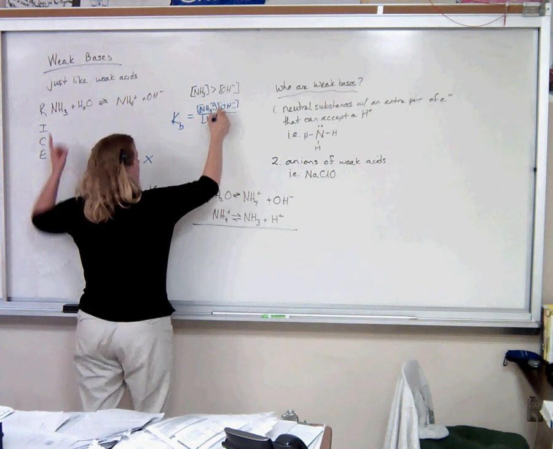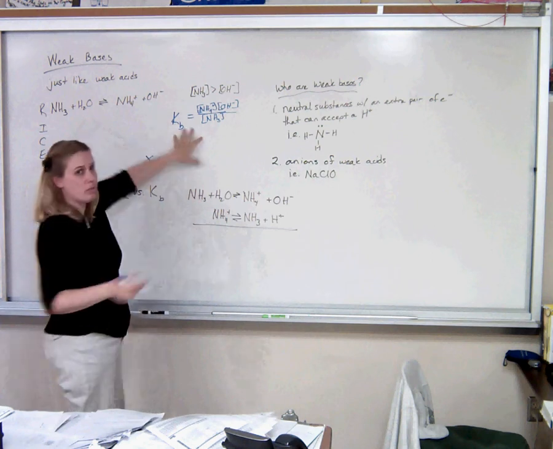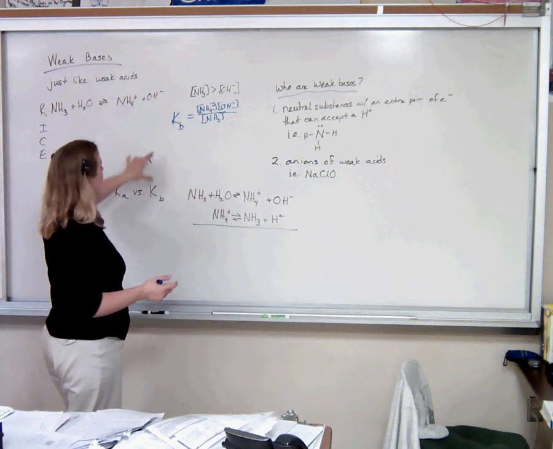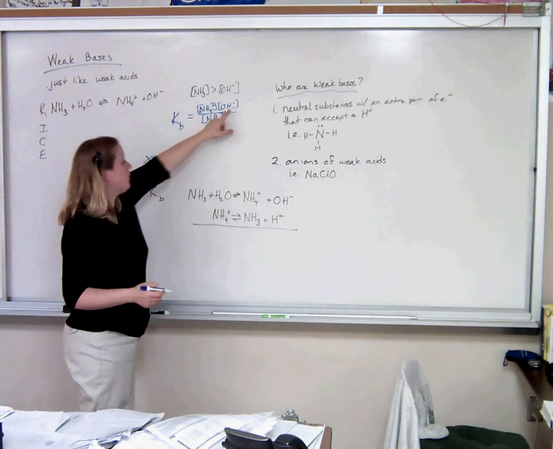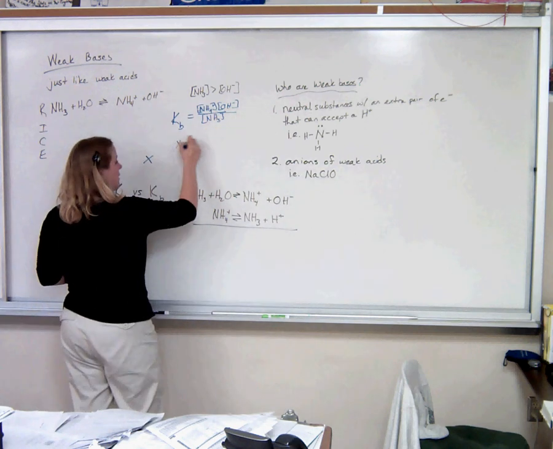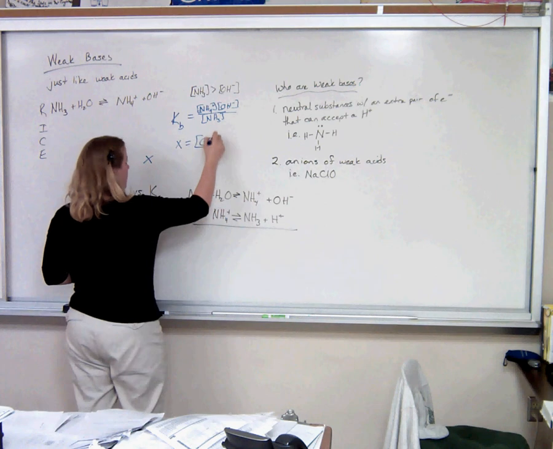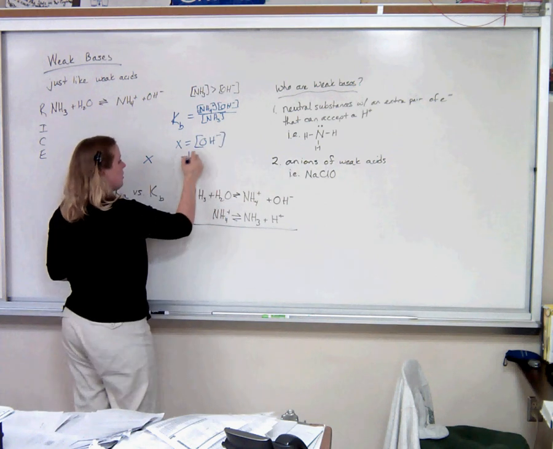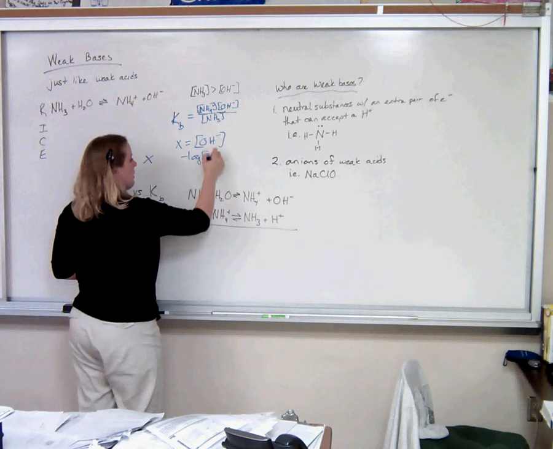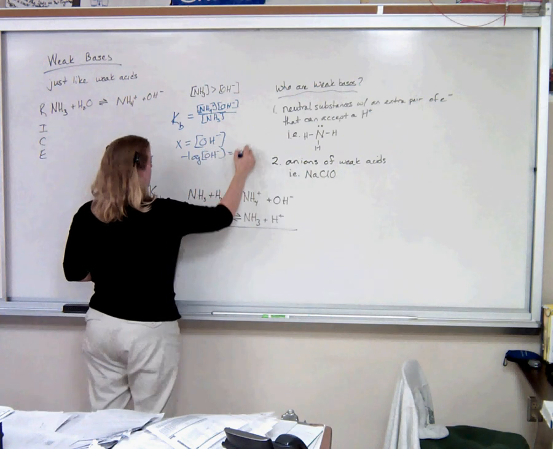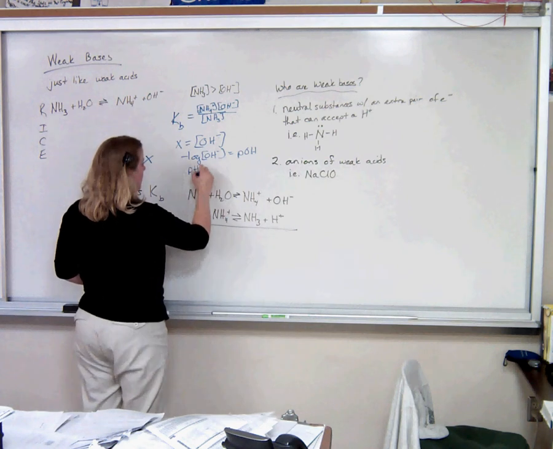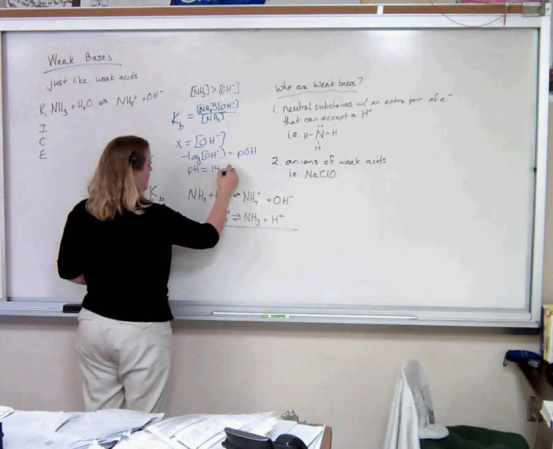Water doesn't belong because water is a liquid. Liquids don't belong in the Kb expressions. So then when we find X, X is here, and we're going to solve for X, and X will be the concentration of the hydroxide ion. So if we take the negative log of the hydroxide ion, we're not getting pH, we're getting pOH. And hopefully you remember that pH equals 14 minus pOH.